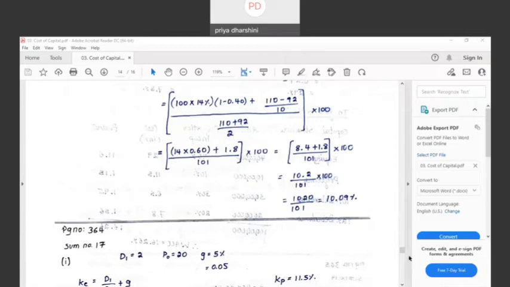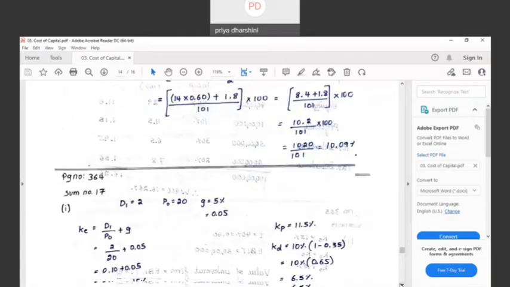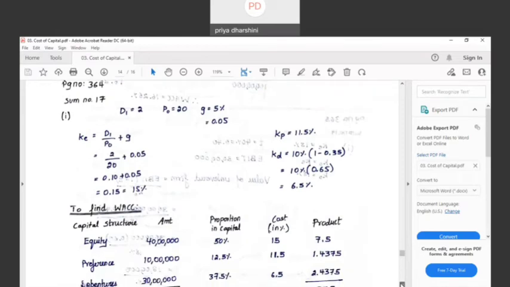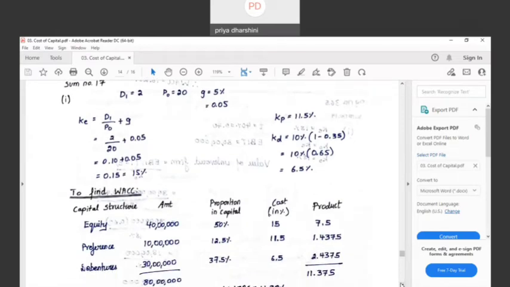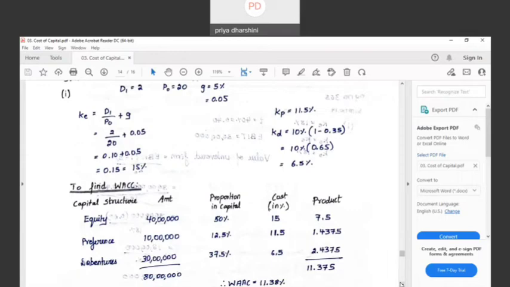Now please take exercise sum number 3, JKL Limited.